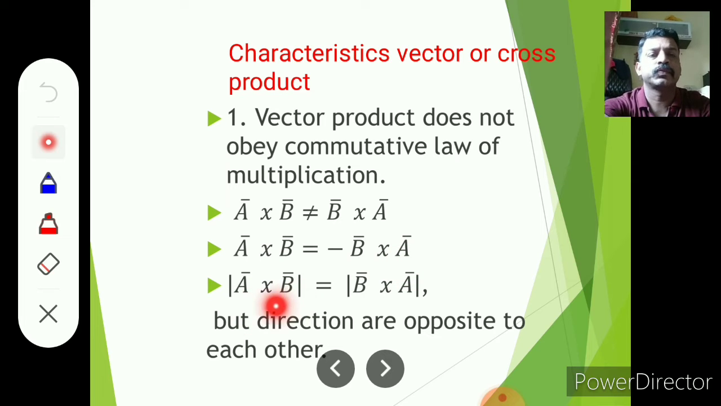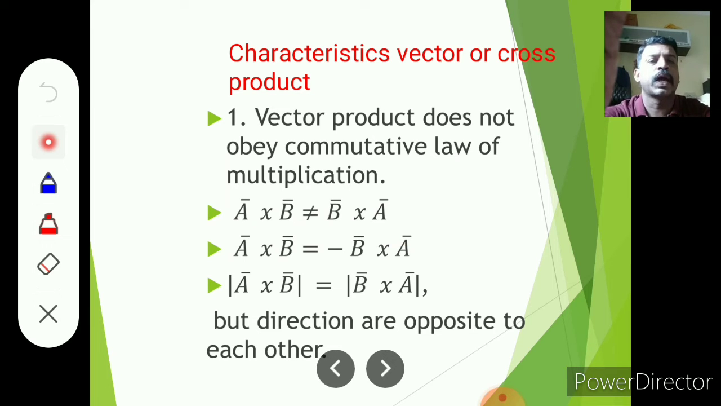The magnitude of A cross B, shown by mod of A cross B, is equal to mod of B cross A. The magnitudes of both products are the same, but their directions are different, therefore A cross B is not equal to B cross A. The directions are opposite to each other, and therefore B cross A has the negative or opposite direction.